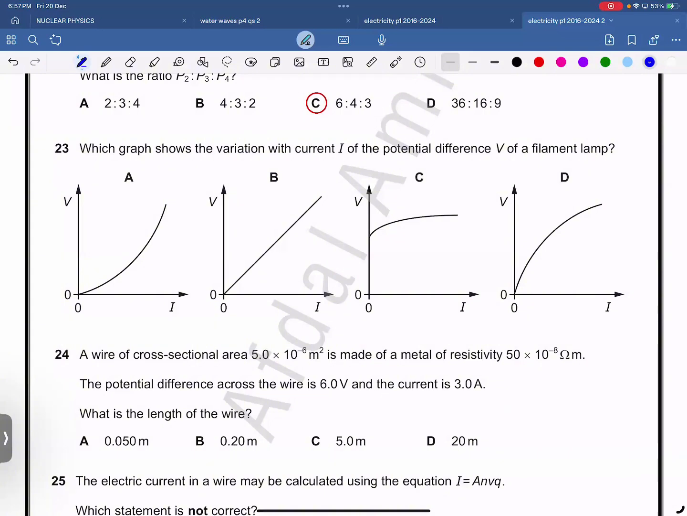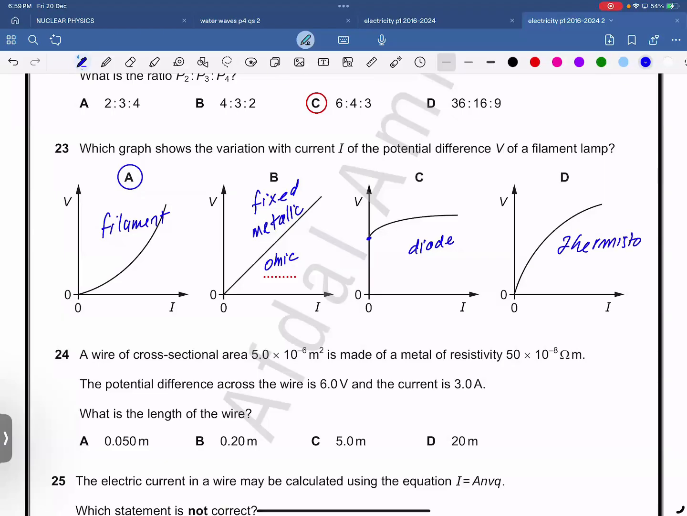Anyhow, let me tell you about the other graphs also. B is a fixed or metallic resistor, right? That is called ohmic. Then A is non-ohmic. I'm giving you the names. This is a filament or heater or lamp. The C we didn't study, although it is the diode. Let me tell you, this is the diode.